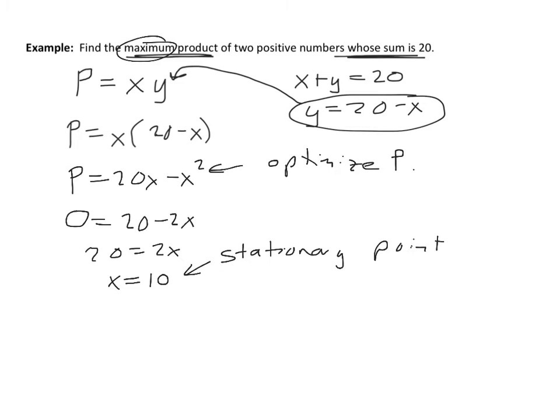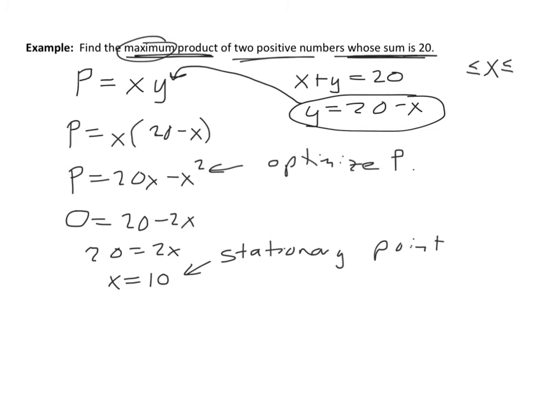Right, we found a stationary point, but remember that our maxes and mins can happen at a stationary point or at the endpoints of the interval. And this problem didn't give me an interval. So maybe a question that I would ask, now that we've got a sense for what these numbers are, X and Y, these two positive numbers whose sum is 20: do I have any boundaries on X? Is there any number that X has to stay bigger than, or that X has to stay smaller than?